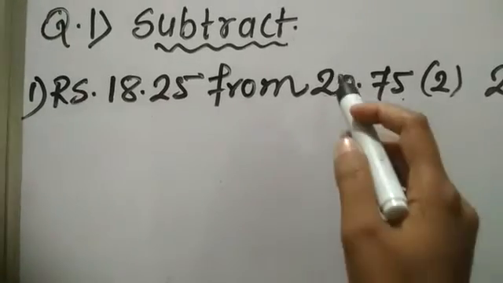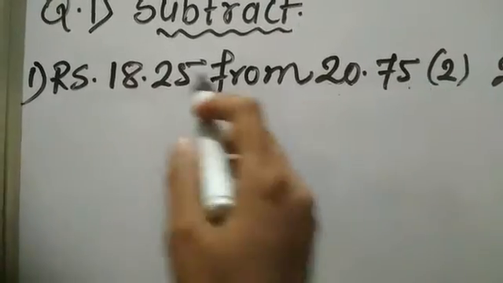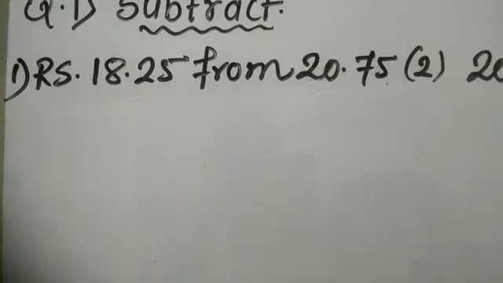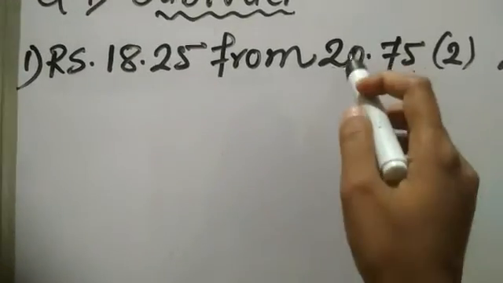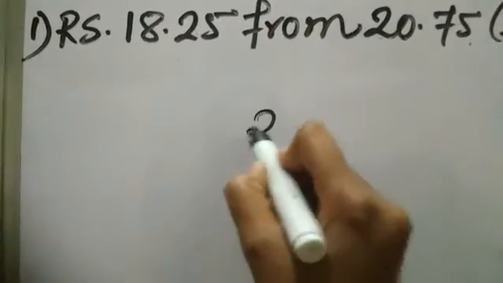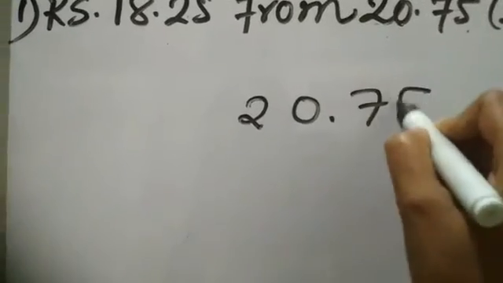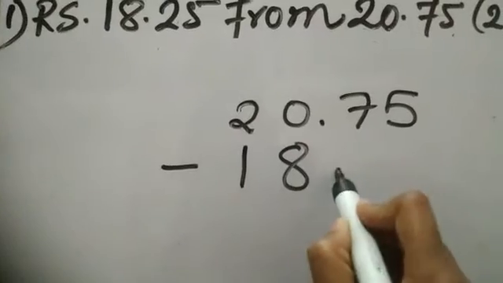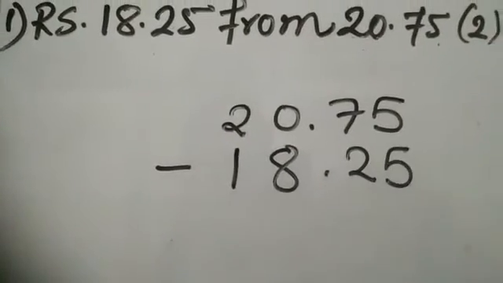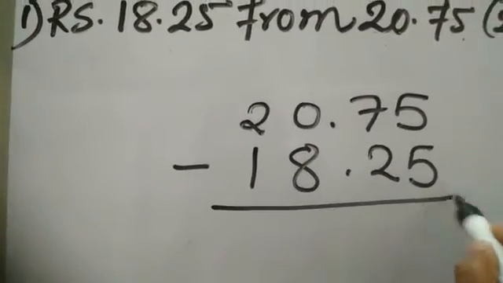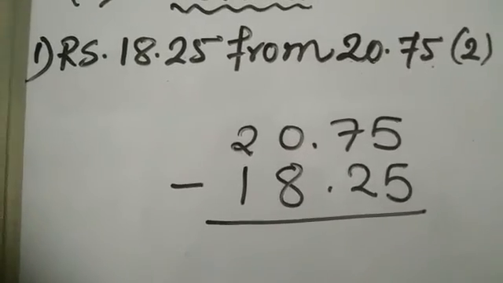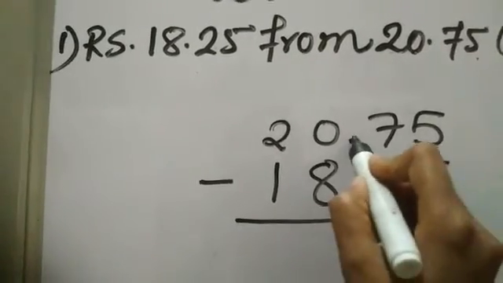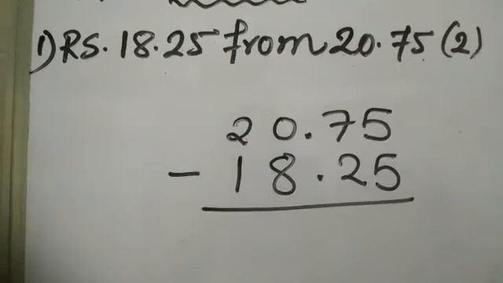It means 20.75 में से 18.25 को subtract करना है. So first we write this number. So here you can see I am writing 20.75 first and then I am going to subtract 18 rupees 25 paise from it. Children, always write the number in such a way that decimal point will come one below another. Now let us subtract.